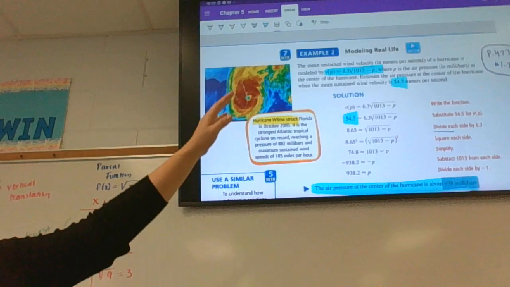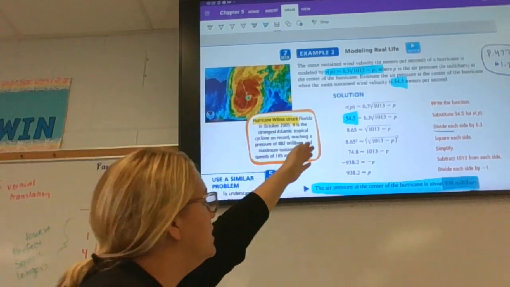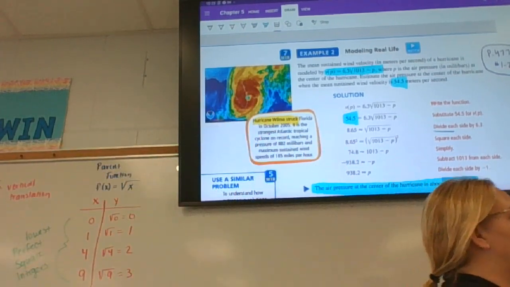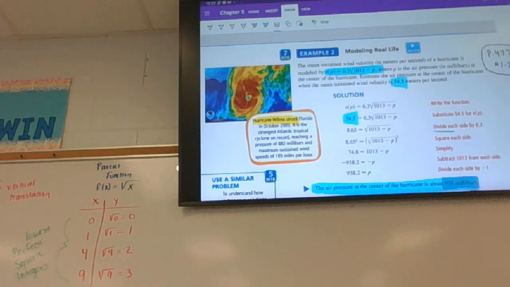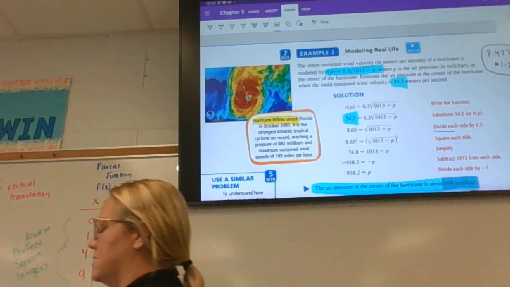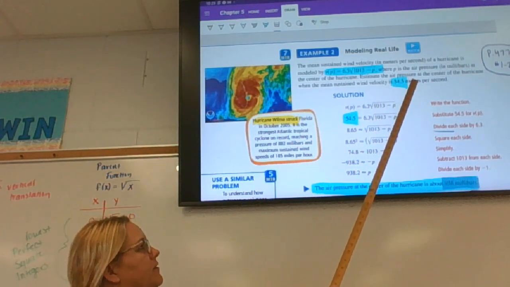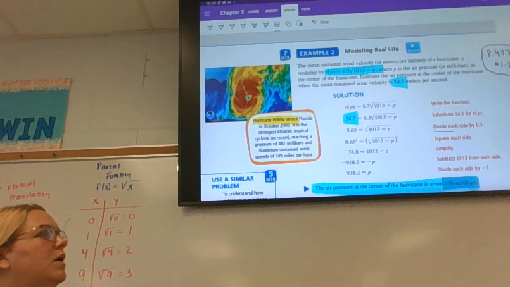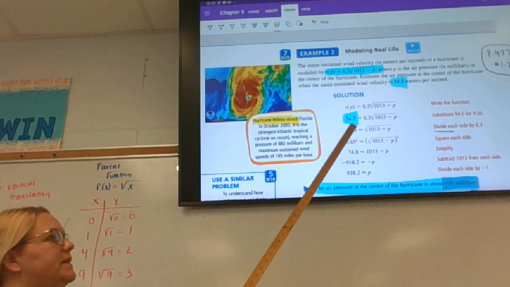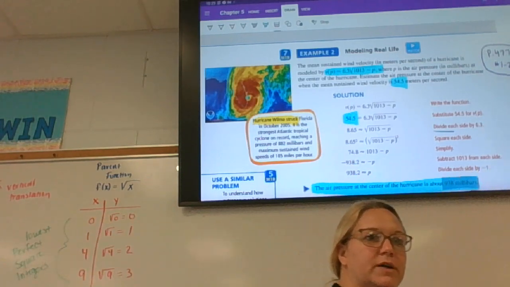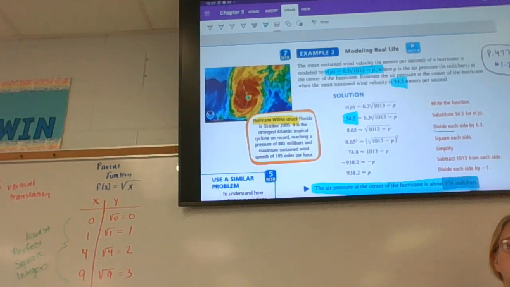And so this square root function is really how we're measuring air pressure based on wind velocity. So this is saying if the velocity is 54.5 meters per second, what would the air pressure be? So today we're taking a break from graphing, we're solving equations. These are the steps we're going to use today when we start solving equations.